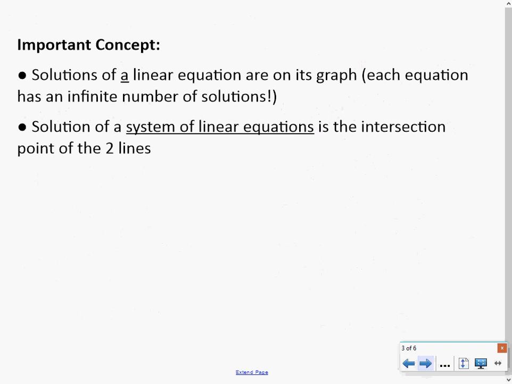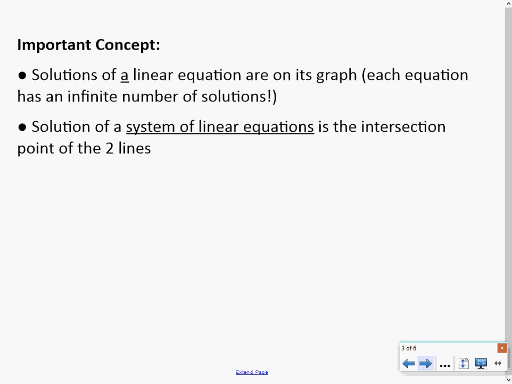Now, an important concept here is to remember that a solution of a single linear equation are just the points that are on its graph. So if you think of a line, there are an infinite number of points along that line. Each one of those points, or ordered pairs, is a solution to that single equation.